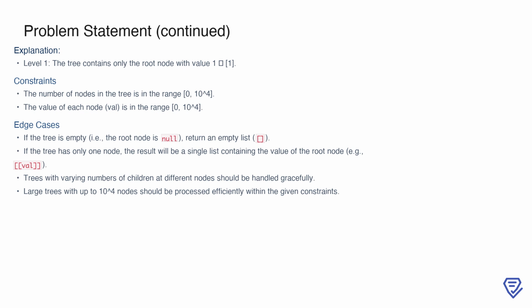For edge cases, if the tree is empty, meaning the root is null, the output should be an empty list. If the tree has only one node, as we just discussed, the output will be a single list containing that node's value. Additionally, the function should handle trees with varying numbers of children at different levels, as well as large trees with up to 10,000 nodes, efficiently and within the given constraints.